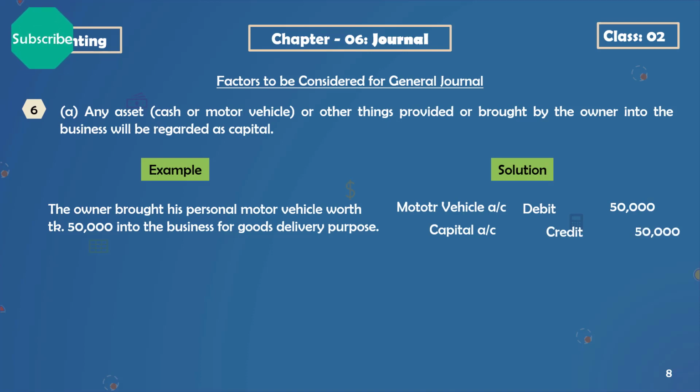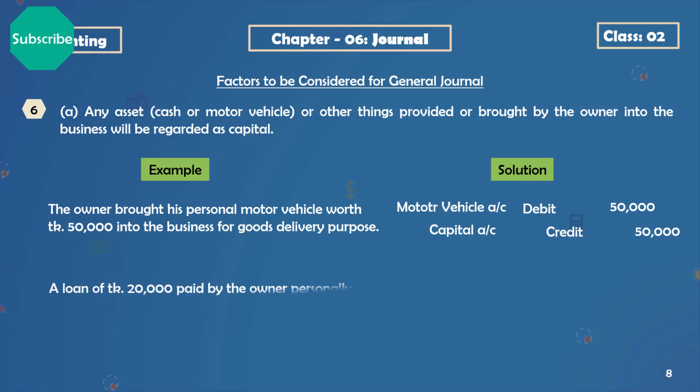Why is motor vehicle account debited? Because an asset named motor vehicles increased in the business, so we have to debit motor vehicles account. And since the owner supplied it to the business, it must be recorded in the capital account. So motor vehicles account debit, capital account credit.